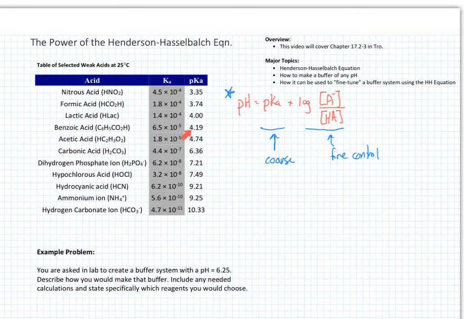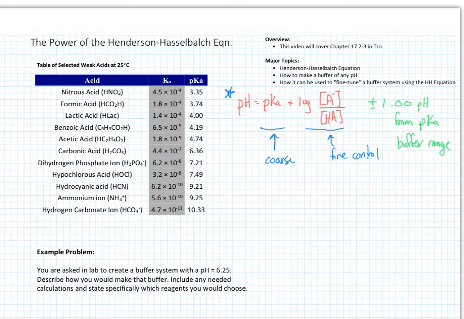So the first decision we have to make is which acid do we use, and that's based on the pH of whatever buffer system you're trying to make. If you're trying to make one that's 4.3, I might pick benzoic acid. I could pick acetic acid. In fact, the range you have is plus or minus 1 pH unit from the pKa. And if you recall, that's called the buffer capacity, or the buffer range.